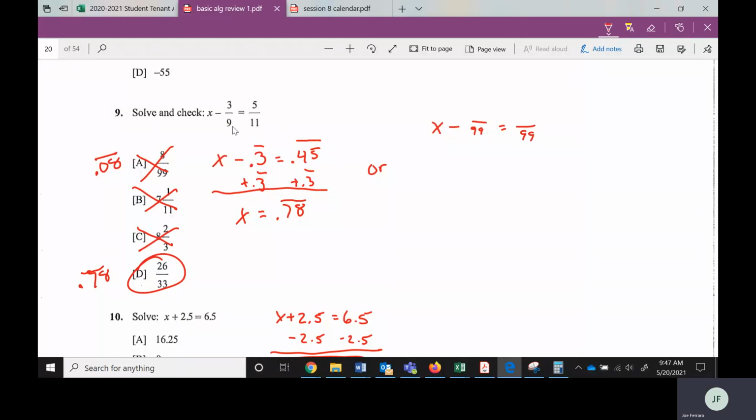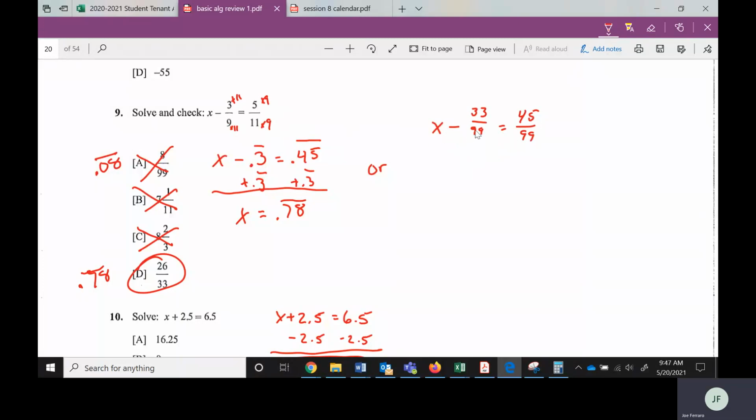Now to get there, we had to multiply the bottom by 11, so we need to do the same to the top. So the top here would be 33/99. So that's the same as 3/9. To get the 99 on the bottom here, we'd have to multiply this bottom by 9, so we multiply the top by 9, and we get 45/99.